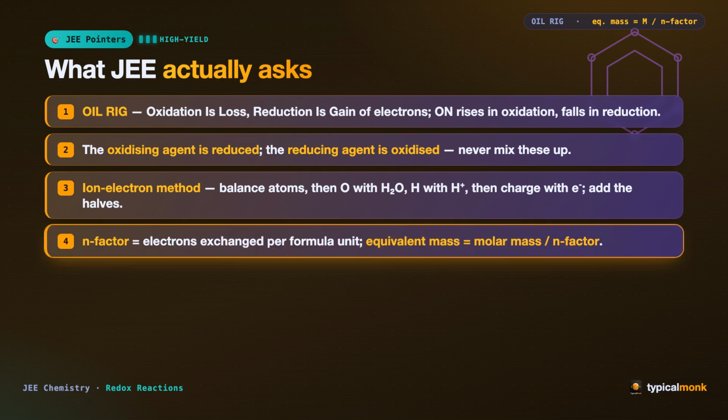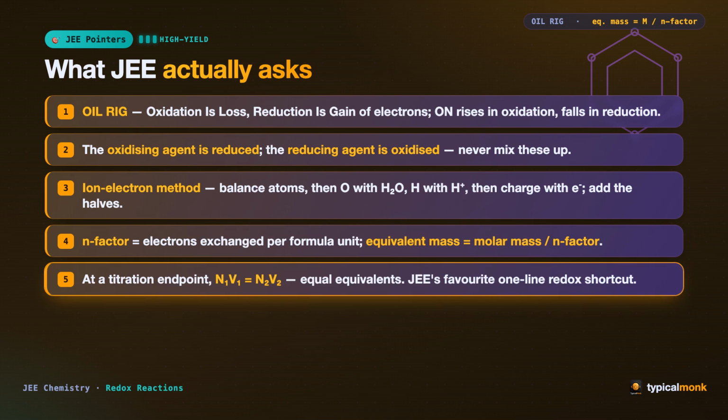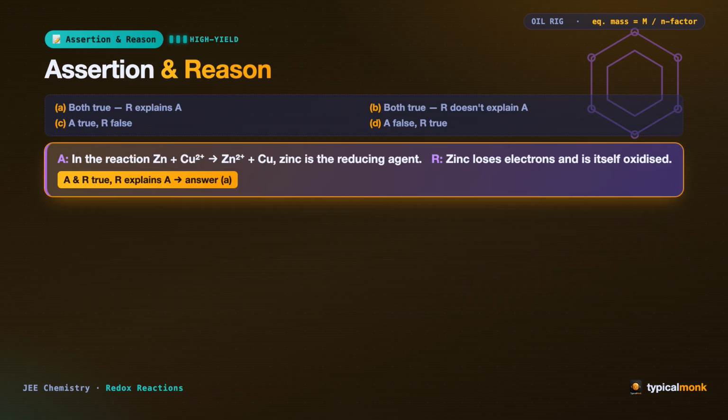4. The N factor is the electrons exchanged per formula unit, and the equivalent mass is the molar mass divided by the N factor. And 5. At a titration endpoint, N1V1 equals N2V2 equal equivalence. That is JEE's favorite one-line redox shortcut. Now an assertion and reason drill.